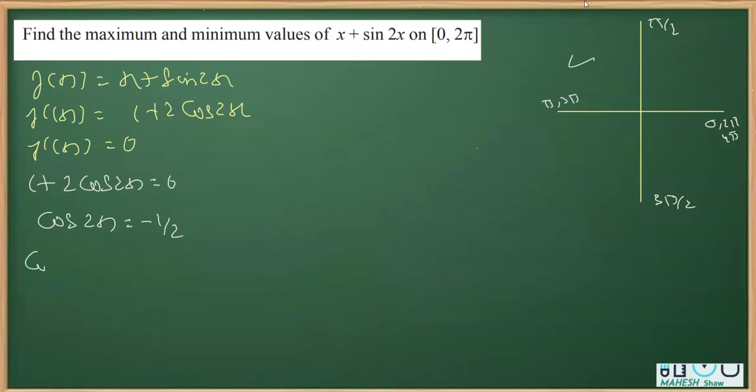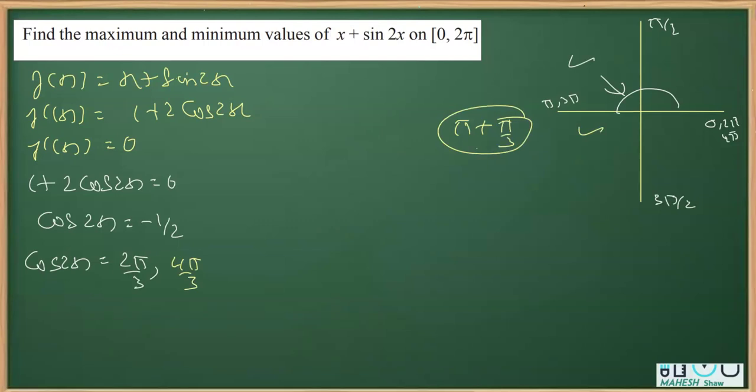So we can say that 2x is equal to the angle written here in the form of pi minus theta. So it's pi minus pi by 3, that is equal to 2 pi by 3. This is 2 pi by 3. Now cos is also negative in some other quadrant, over here also. The angle over here is pi plus theta, that is pi plus pi by 3, which gives us 4 pi by 3.